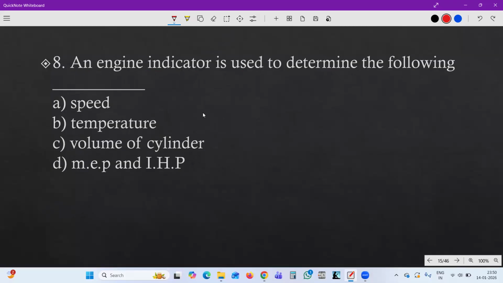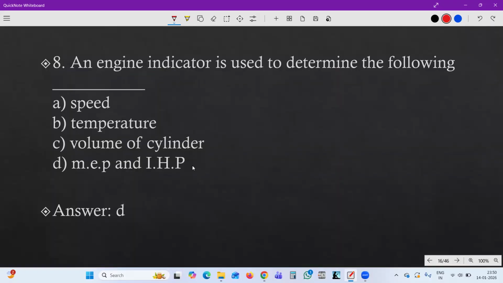An engine indicator is used to determine the following: speed, temperature, volume of cylinder, or MEP and IHP. So the answer is D, MEP and IHP. An engine indicator is used to determine MEP and IHP.